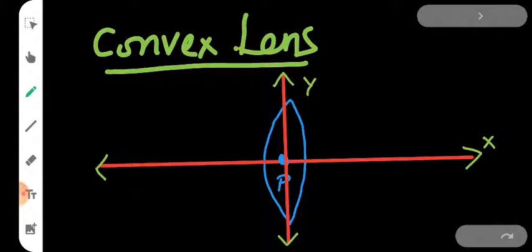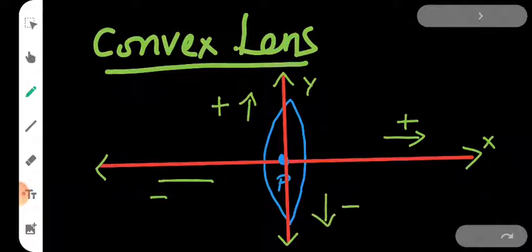As you have studied from your coordinate geometry in mathematics, this is positive x, this is negative x. So that is negative and this is the positive side. And as you move up, it is positive y, and as you go down, it is negative y. So these are the basic conventions you need to keep in mind.